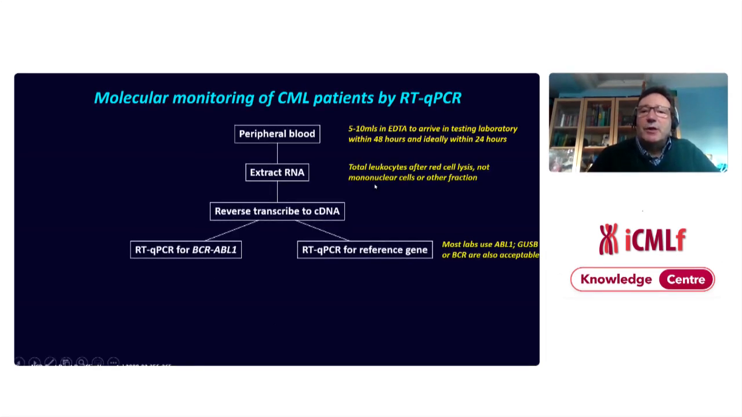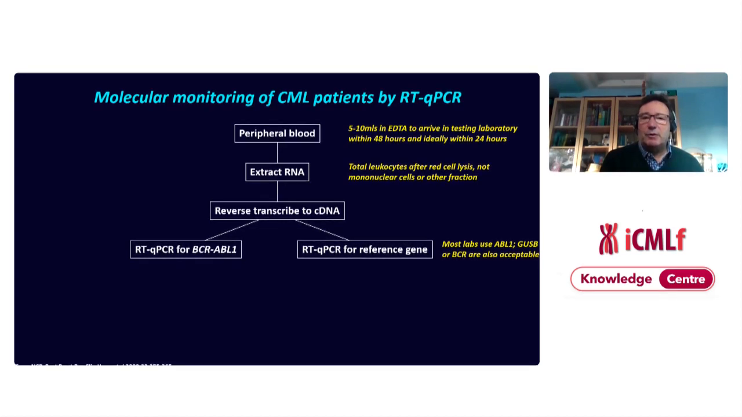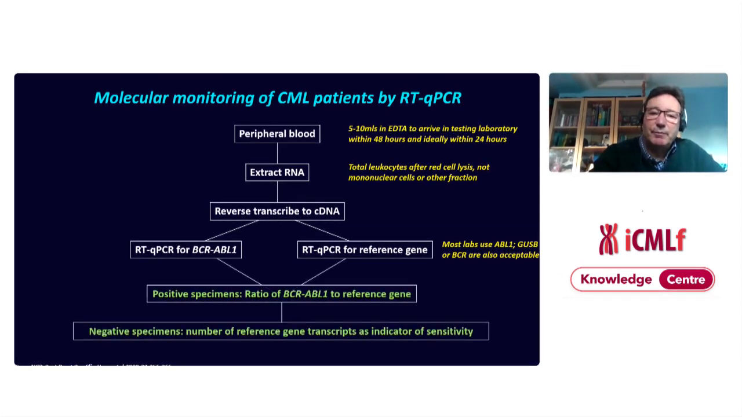We extract RNA from total leukocytes after red cell lysis, and that's important. If you do mononuclear cells through lymphoprep or any other cell preparation, you will get different results. Then the RNA is copied to cDNA, and there are two core measurements: BCR-ABL, which is estimating the number of leukemia cells, and a reference gene, which is estimating the quality of the sample. For reference gene around the world, most people use ABL, but GUSB and BCR are also acceptable, and many labs use these alternative reference genes.